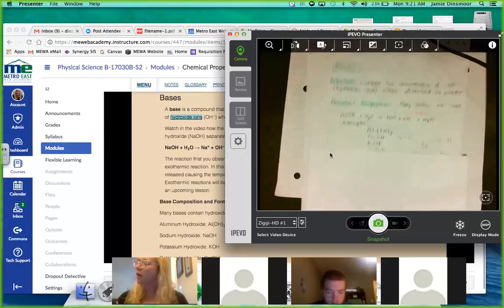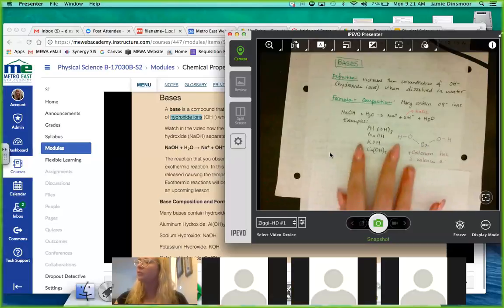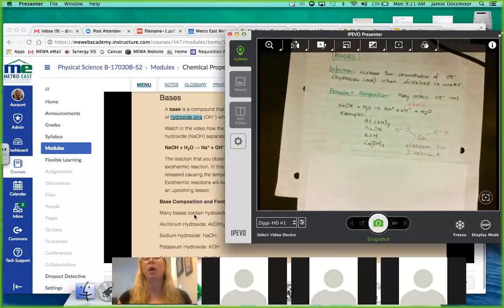Examples of bases, right? They have them here as well. We have aluminum hydroxide, sodium hydroxide, potassium hydroxide, calcium hydroxide. I didn't even bother to write the names of them because they're all basically the element plus hydroxide.